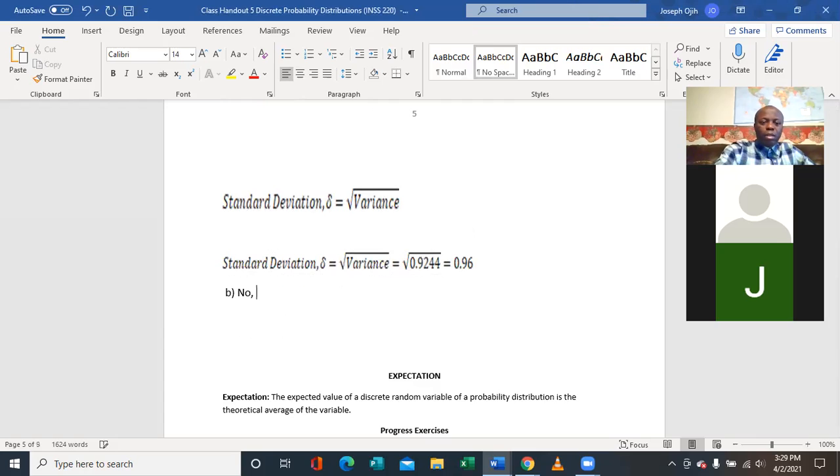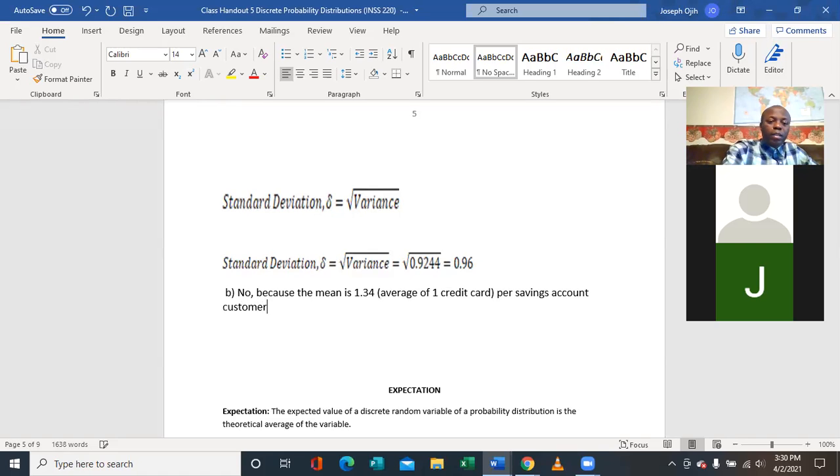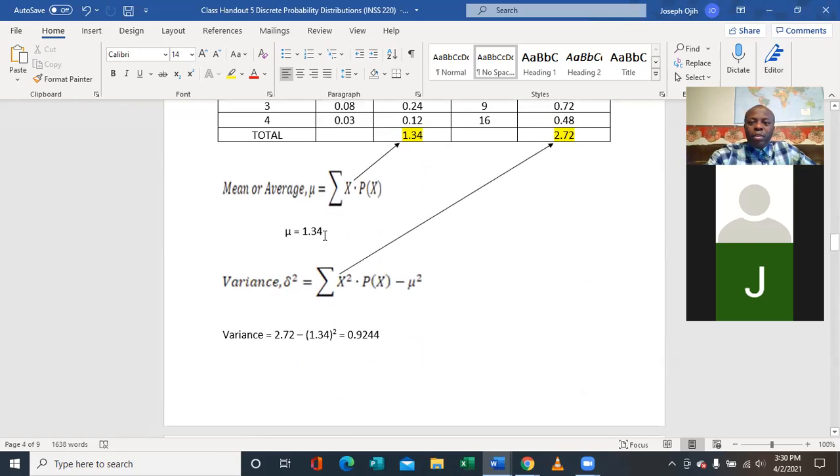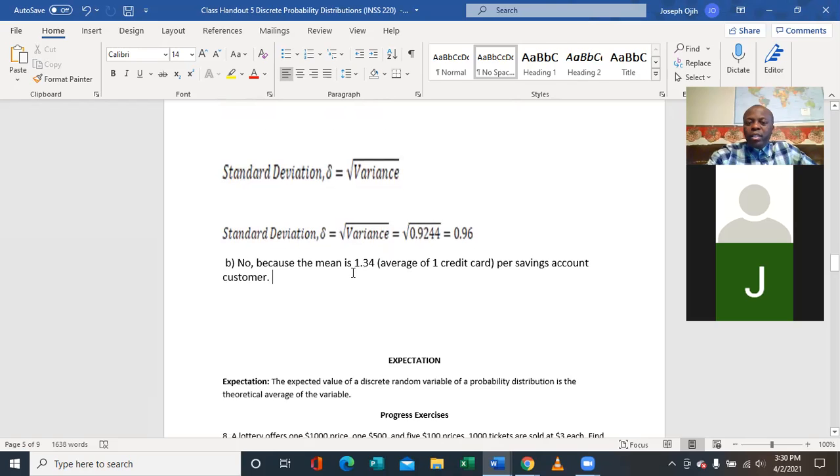Because the mean is 1.34 cards, or you can call this an average of one credit card per savings account customer. See? So he's claiming that on average, each savings account customer has three credit cards. But our mean, which is the average number of cards they have, is 1.34, which is approximately one credit card. So that's why he's not correct.